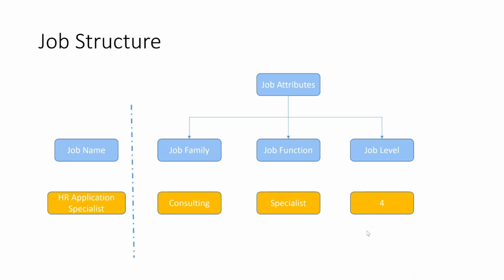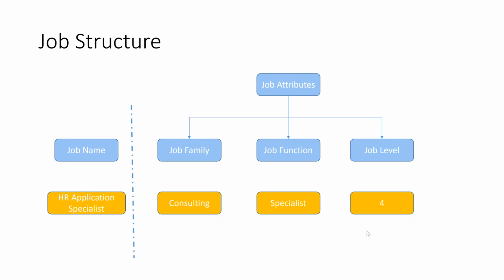Now, if you have a job like, let's say, HR application specialist, if you see on the left-hand side of the screen, I've taken the example of HR application specialist. Now, this job, as an example, I can say that this job belongs to the job family of consulting, job function of specialist, and job level of 4, as an example. Now, this job family, job function, these things are nothing but drop downs. So what Oracle says is that when you have a job, try to give it attributes like to which job family it belongs, to which job function it belongs, and which job level. So these are the things that they have given, since we do not have the segments over here.